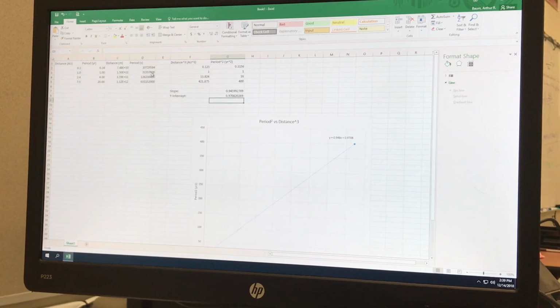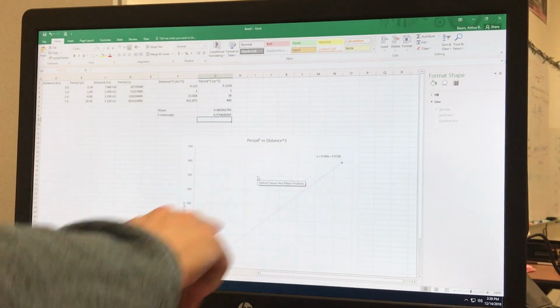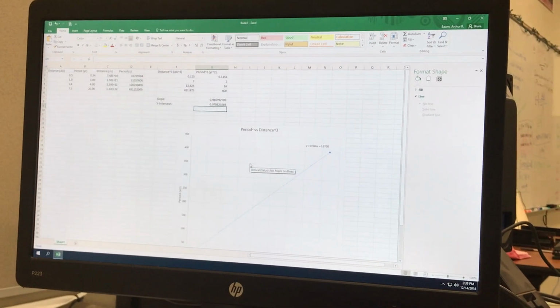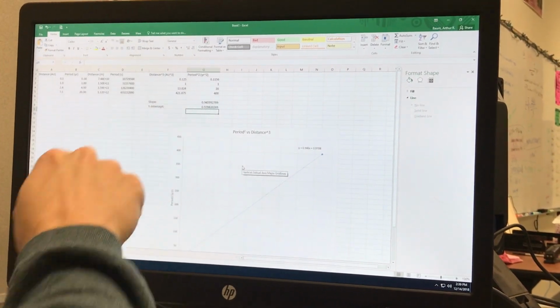And that's the y-intercept. So if it's not giving you enough digits on the chart, check if they're there. It's just not putting them on the chart. You just have to ask for it in a formula.